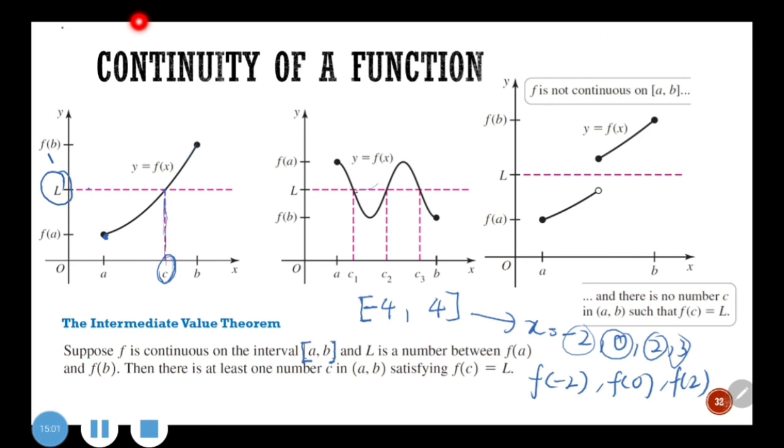Okay, if mention that f is not continuous on [a, b], then maksudnya adalah point kat dalam ni yang breaking point dia. Okay, there is no number c such that fc is equal to L. Okay, maknanya ada value yang kat situ is not defined ataupun limit dia tak exist because it's not continuous. Alright.